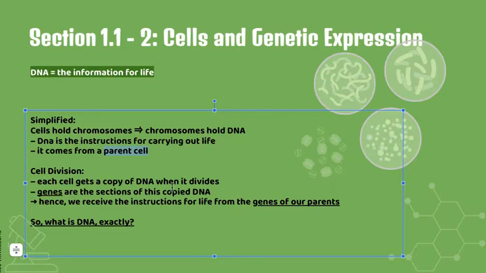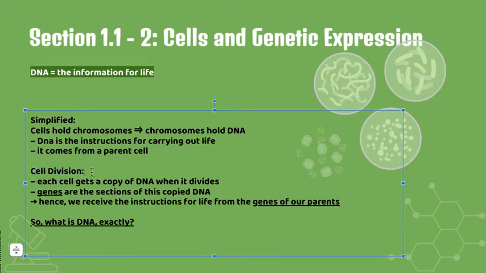Then we receive the information for our lives. We receive the information for the functions of our cells from our parents. And we call this inheritance, to receive the instructions of life from a parent cell. Okay, so then we receive the genes that are copied from this DNA. Let's talk about this a little bit more.